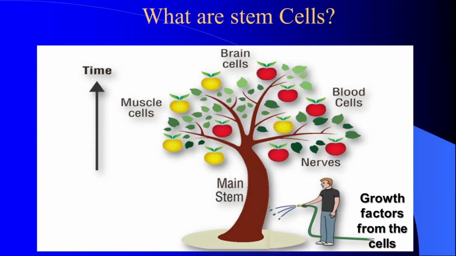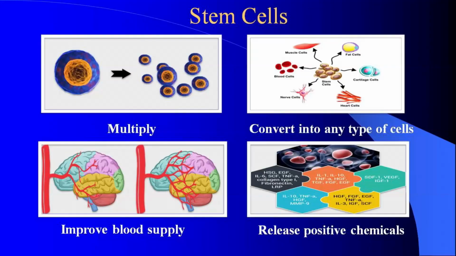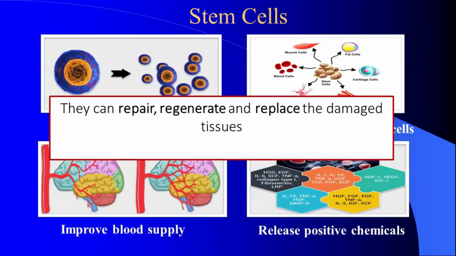So now let's see what stem cells are. The word stem comes from the stem of a plant, and just like from the stem of a plant you can have leaves, fruits, everything else, there are some cells from which all the other cells arise. The way stem cells work is they multiply, they convert into other cell types, they improve the blood supply, and they release certain positive growth chemicals, and because of that, they repair, they regenerate, and they replace damaged tissue.